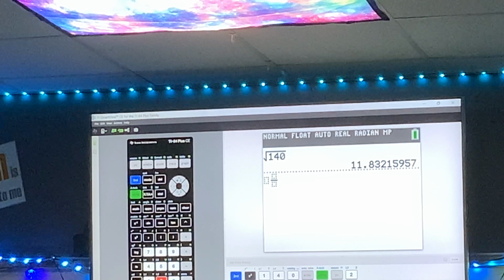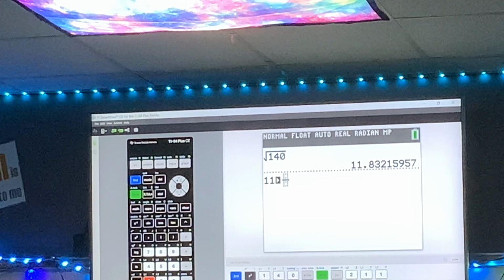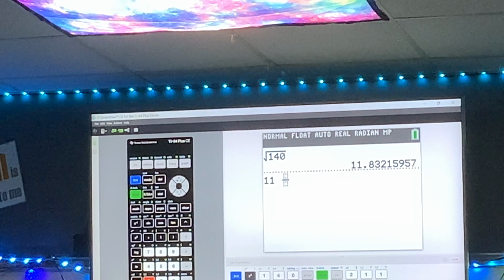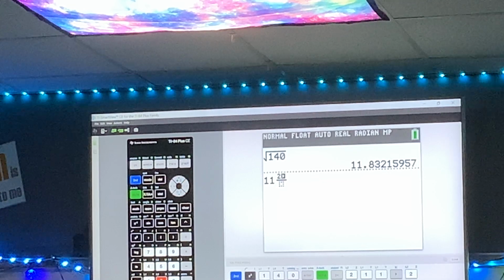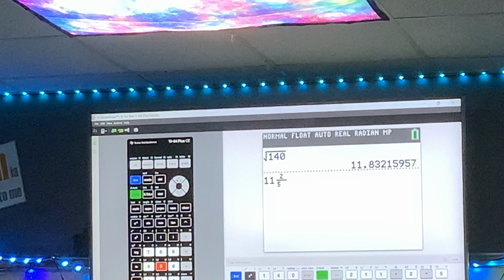Now we're going to type in 11. Oh, look, do you see it shows you a little arrow? I want my fraction. So I'm going to hit the arrow to the right. I'm going to put in a 2. How do you think I get to the denominator? Down. Press the down button and press 5. Good. And hit enter.